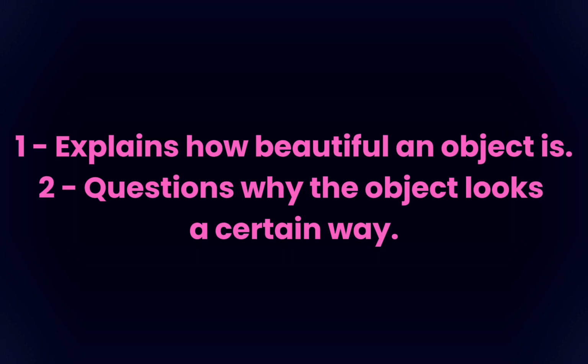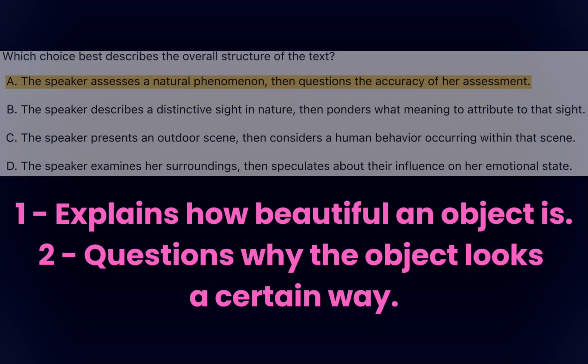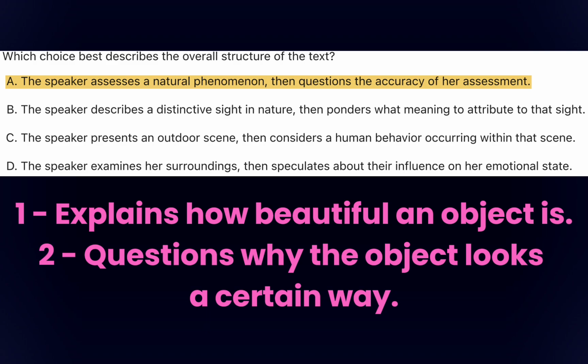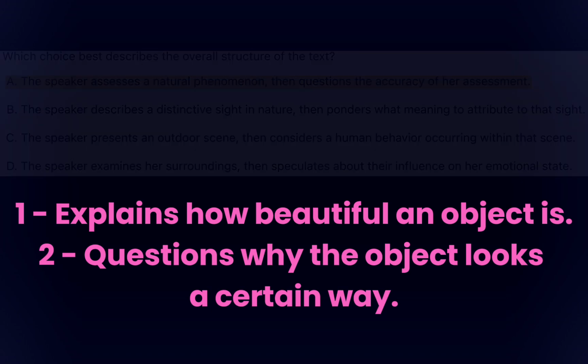So let's look at the multiple choices. Choice A. The speaker assesses a natural phenomenon, then questions the accuracy of her assessment. It does not mention the beauty of the object, and it does not question it.